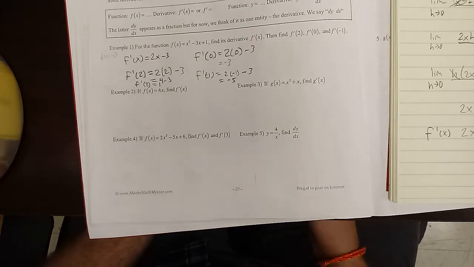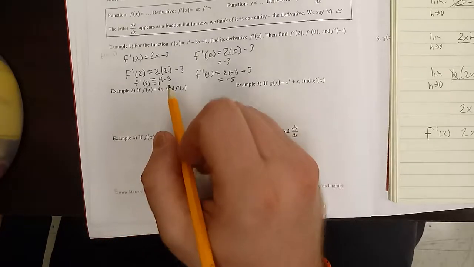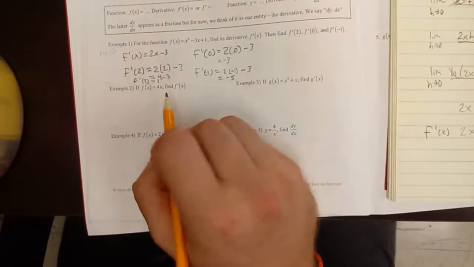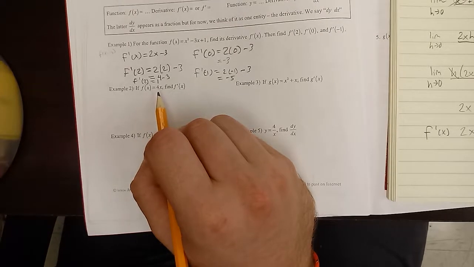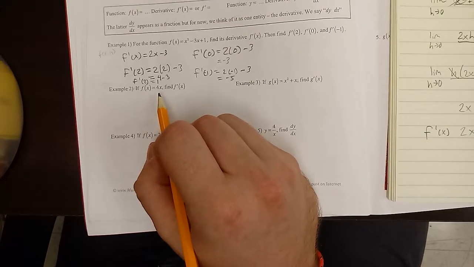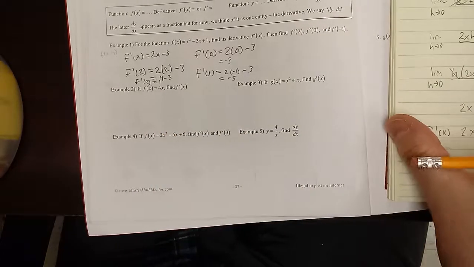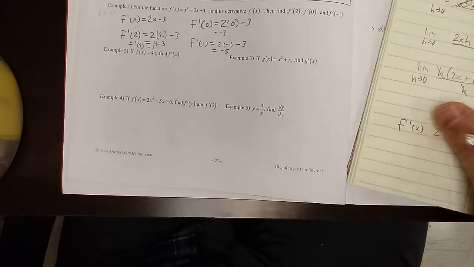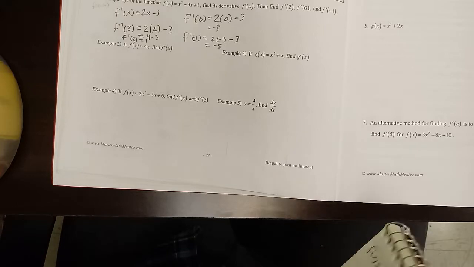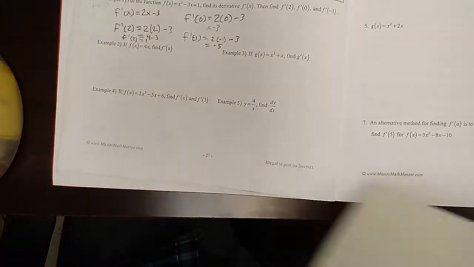So let's use that idea on this next question. It says f of x is equal to 4x. That's a line with slope 4. So if I do the definition of the derivative, I wonder if I'm going to wind up with a slope of 4 regardless of what the x value is.